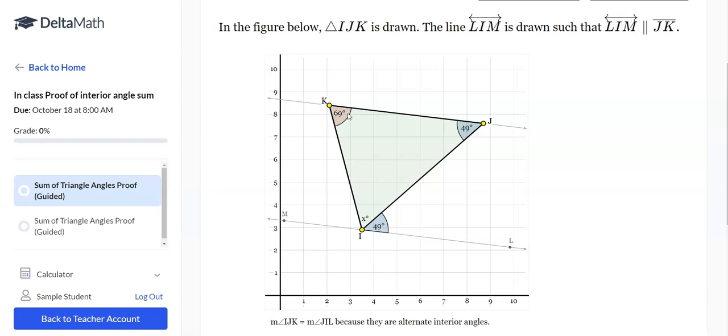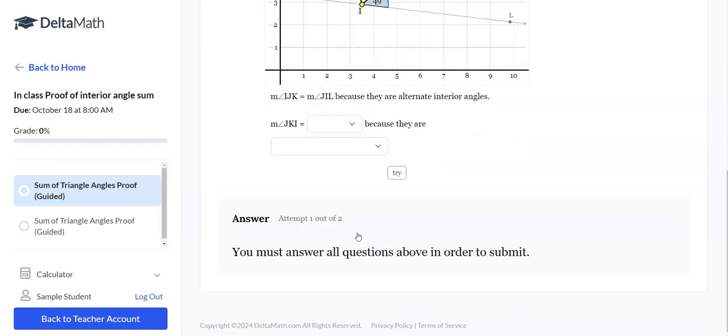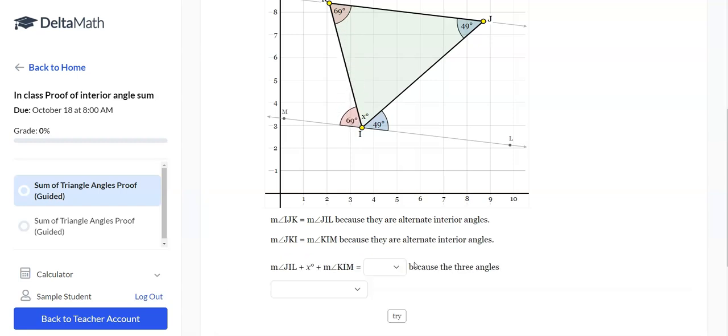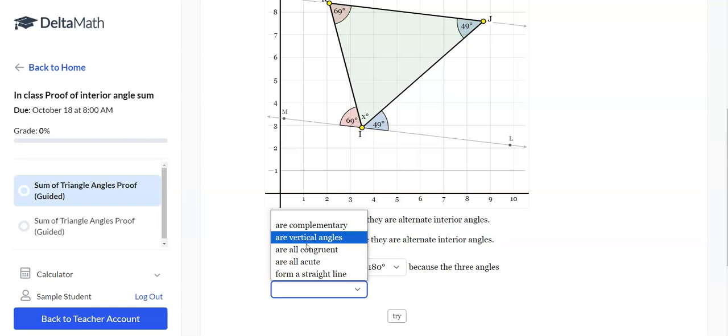If we look at these parallel lines, and we see that this side is a transversal, we know that KIM, this angle in here, is congruent to JKI because they are alternate interior angles. Okay? Now you may be wondering, why is this so important? Because most of the rest of our units depend on the fact that the interior angles of a triangle are 180 degrees. All right, so the measure of angle JIL, which is this 49-degree angle here, and the measure of angle KIM plus the X in the middle are going to equal 180 degrees because they form a straight line.